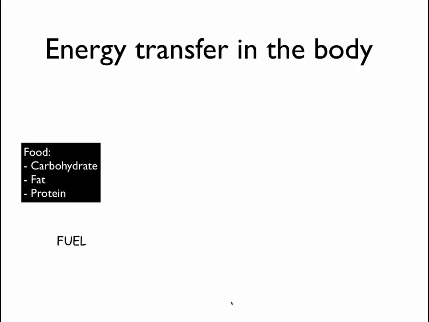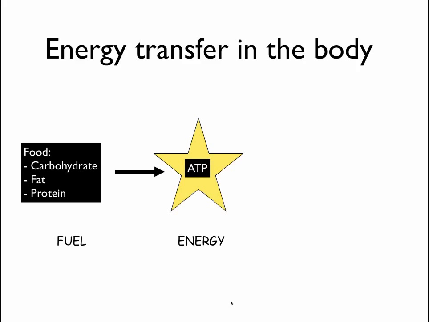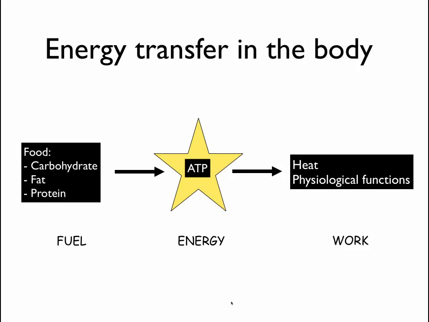So what we're going to talk about in future videos is how we take the foodstuff we eat, carbohydrates, fat, and protein, whether it's coming in through our digestive system or from storage organs such as the liver, and how we harness the energy in the chemical bonds of these molecules and convert it to the chemical bonds in adenosine triphosphate. That's what we're going to be talking about in the next few videos. And really, what do we need this energy for? Well, we need it to be able to do physiological functions as well as produce heat.